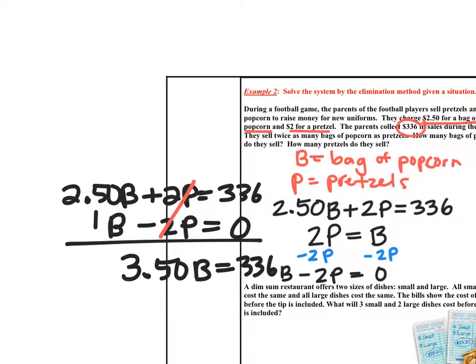If you divide by 350, how many bags of popcorn should we have? 96. So I just used elimination to solve for the bags of popcorn. Now, plug it back in. The easiest equation to use would, I hope you know, would be the 2P equals B.